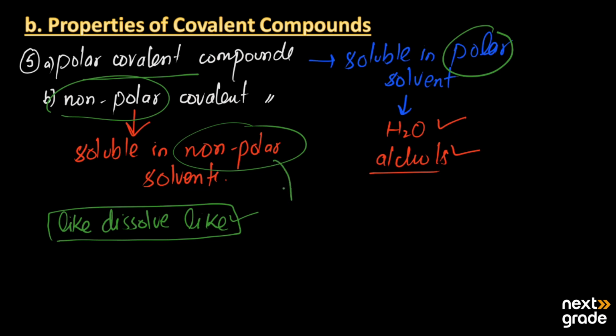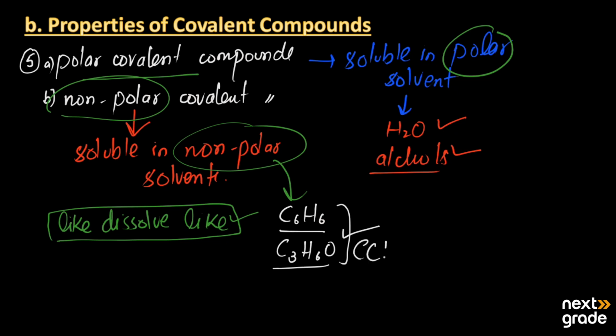Examples of non-polar solvents: we have benzene, its formula is C6H6. We have acetone, its formula is C3H6O. Along with these, a third example is carbon tetrachloride, its formula is CCl4.